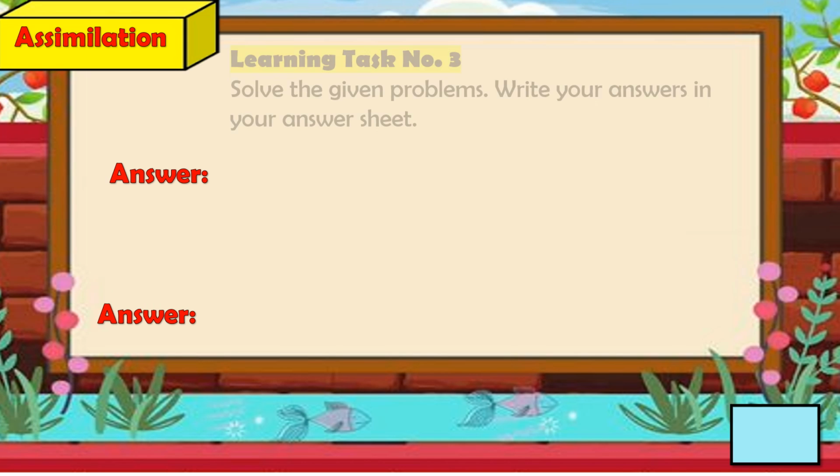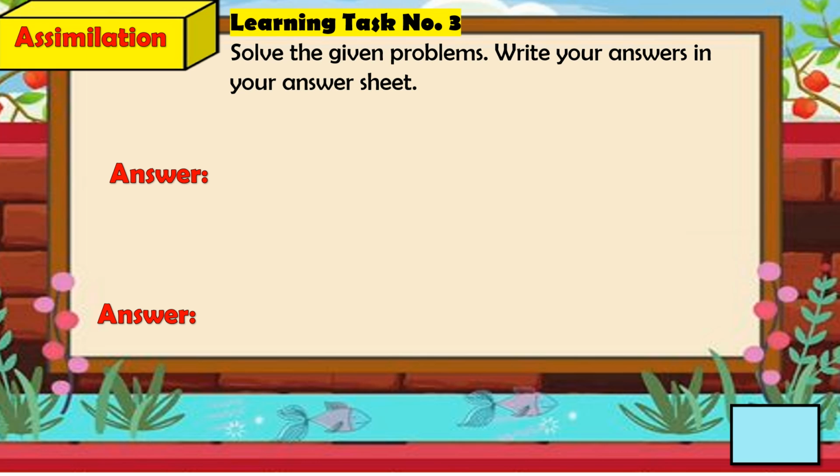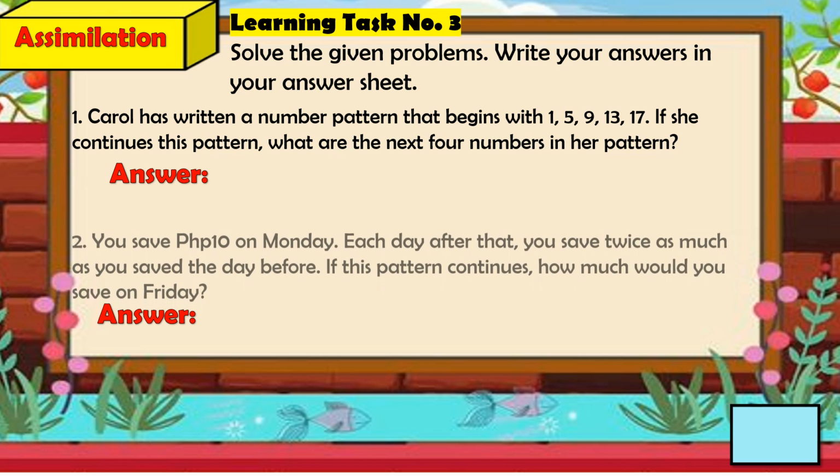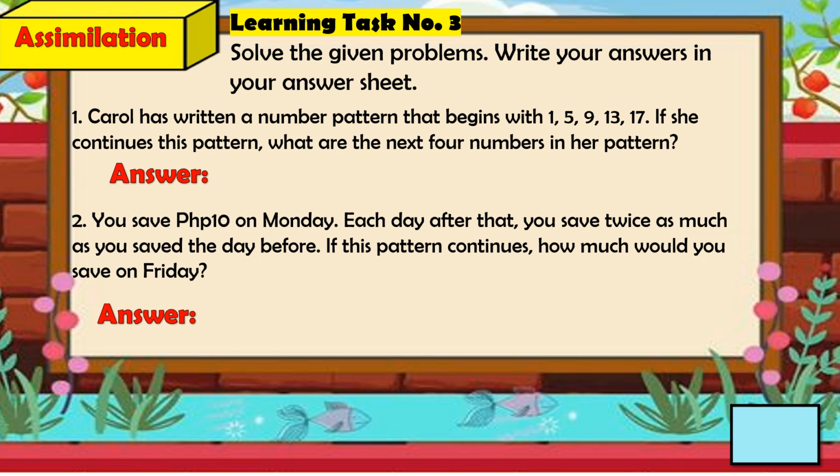Okay, for the assimilation, learning task 3, solve the given problems. Write your answers in your answer sheets. Okay, so we have problem number 1. Carol has written a number pattern that begins with 1, 5, 9, 13, and 17. If she continues this pattern, what are the next 4 numbers in her pattern? And for the number 2 problem, you save 10 pesos on Monday. Each day after that, you save twice as much as you saved the day before. If this pattern continues, how much would you save on Friday?